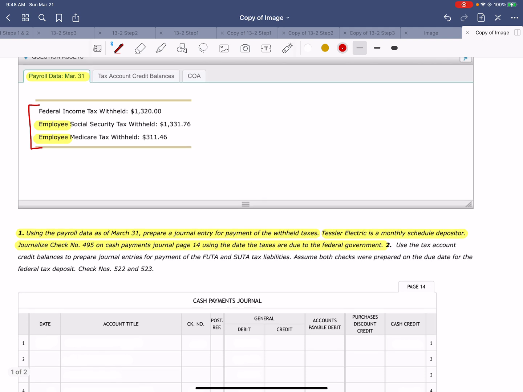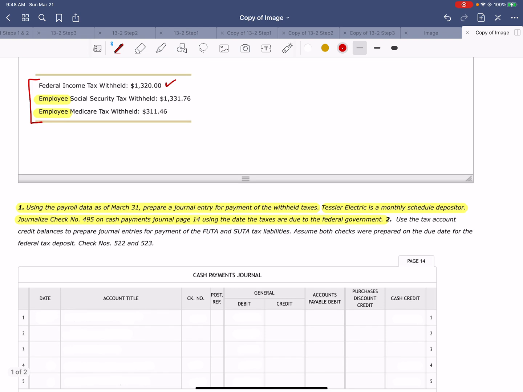So our first one here, our federal income tax withheld, we'll go down to our journal. The date is March 31st. The account title is Employee Income Tax Payable. We are going to debit that because we're going to reduce the amount of that liability, $1,320.